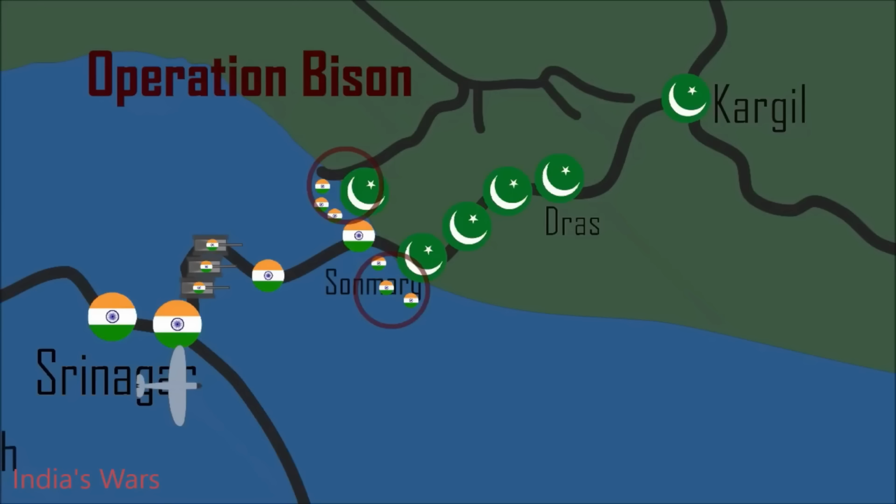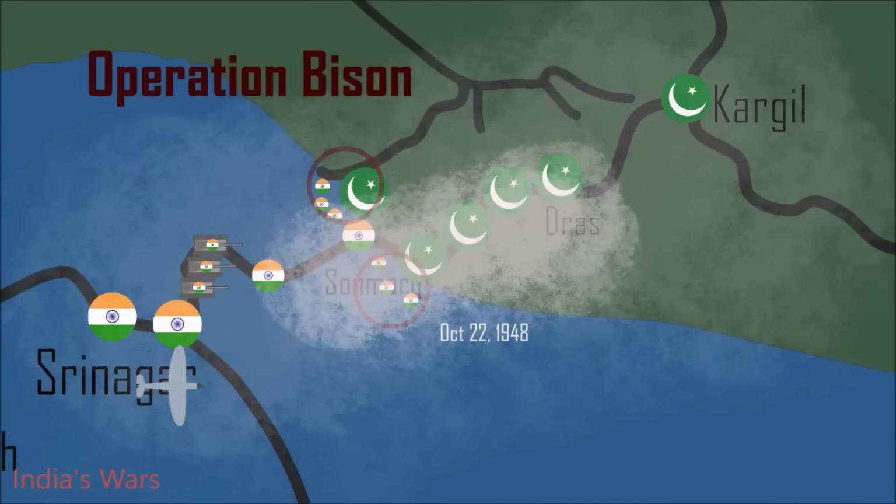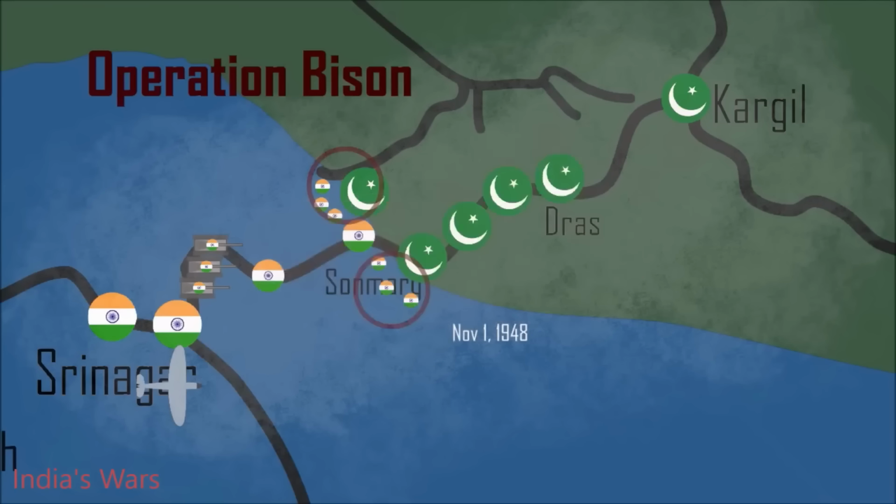The Indian side was ready to launch Operation Bison on October 22, 1948. The attack was all set to go in when a snowstorm hit the region, and all major troop movements and operations had to be halted till the weather got better. On November 1st, 1948, the weather and tracks cleared up and the Indian side launched Operation Bison.